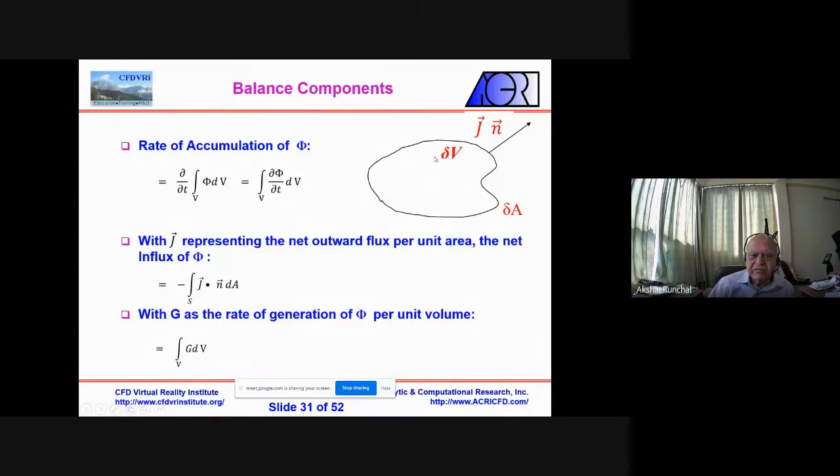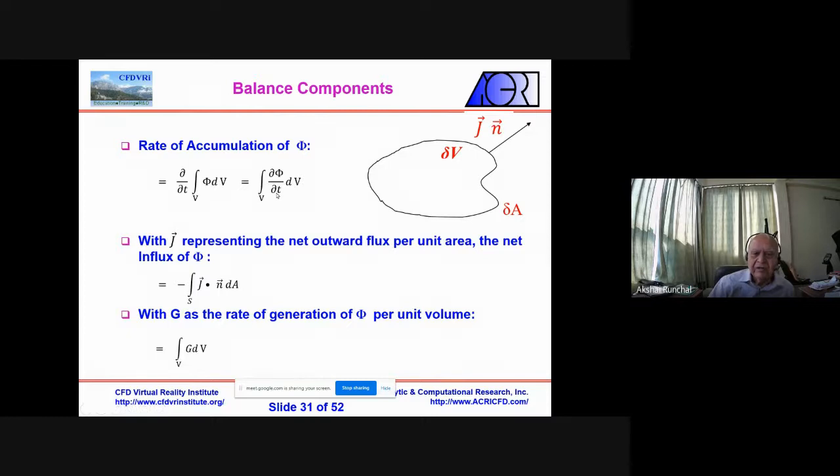You have the total volume, phi is the property, and you integrate and you differentiate with time and you get this. Of course, as long as the volume is not a function of time, d by dt can be moved in. So the rate of accumulation is nothing but the integral over volume of the rate of change of the property.